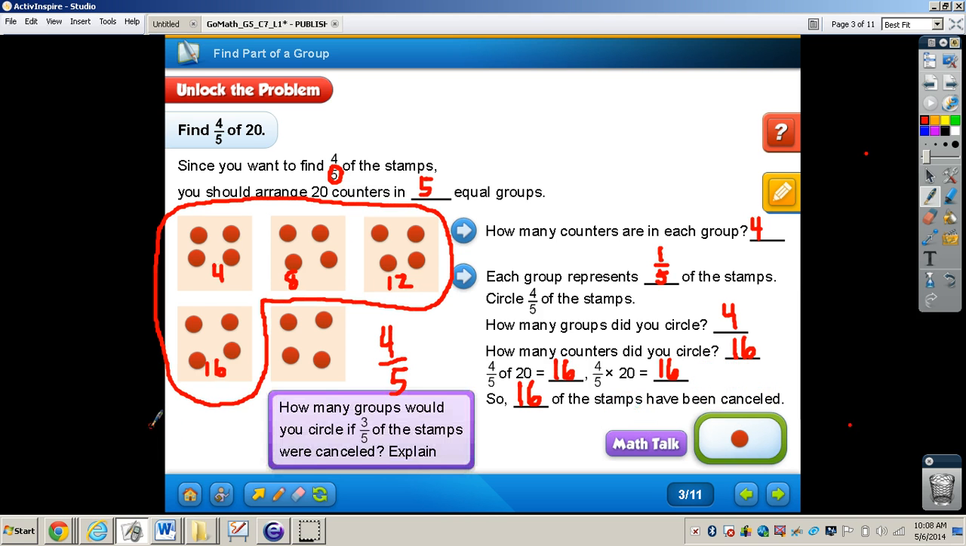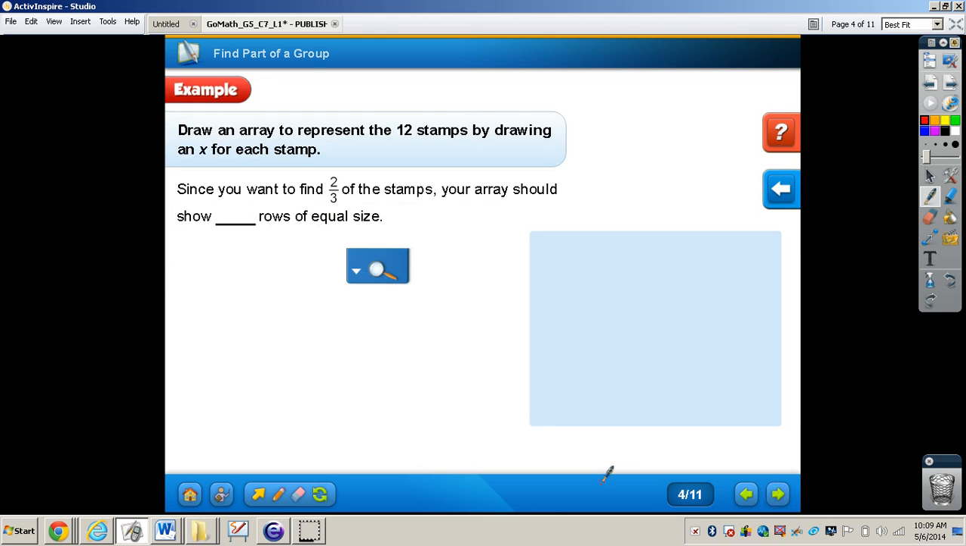Okay, so here's another question. How many groups would you circle if 3/5 of the stamps were canceled? Pretty simple there. We would just, instead of doing the 4, we would just circle 3. So we would not circle this final one. Okay, so we can even see that 3/5 of 20 actually would be 12, since we circled 3 out of the 5 different groups. Okay, let's turn to page 292 and we'll complete this problem together.